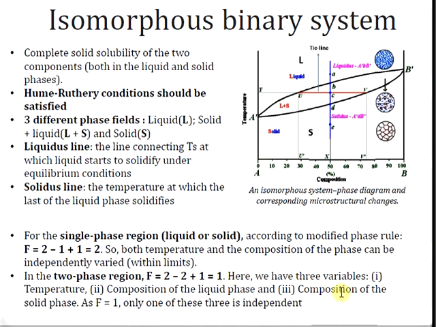So that means here we have three variables. The variables are the temperature, then composition itself, there are two. One is the composition of the liquid phase, the second one is the composition of the solid phase. So as F is equal to 1, we can choose only one of these three.